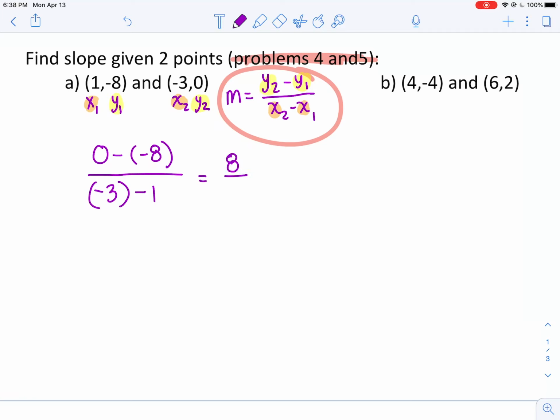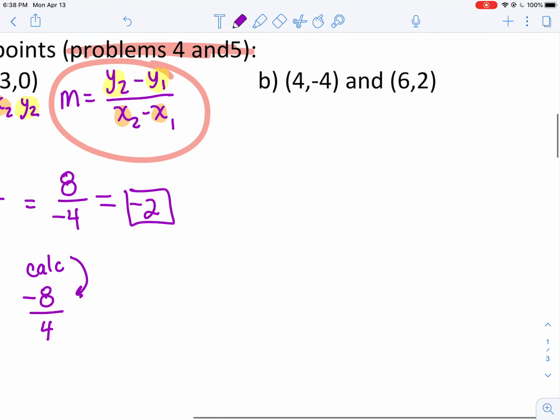0 minus negative 8 is 8. Negative 3 minus 1 is negative 4. And then you always want to simplify: 8 over negative 4 simplifies to be negative 2. If you were to type this in a calculator, you would actually have to put the negative with the top number. So negative 8 ABC 4 would simplify it. The negatives in the bottom don't work.